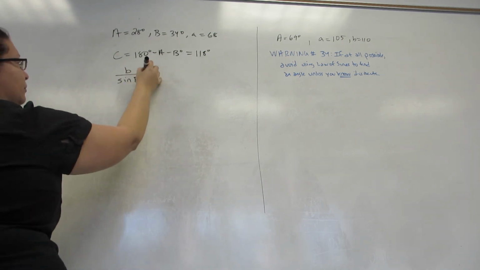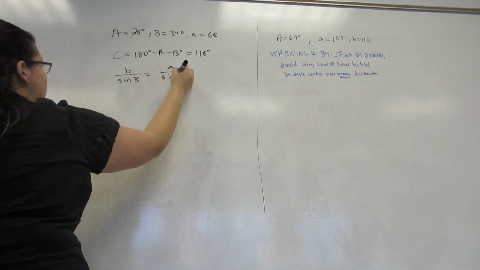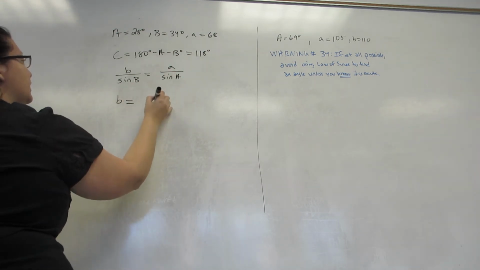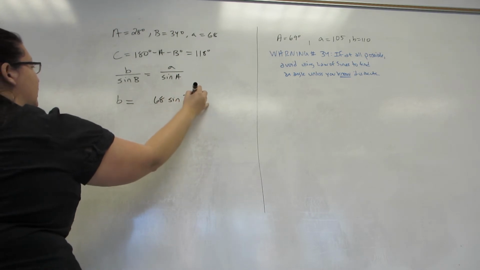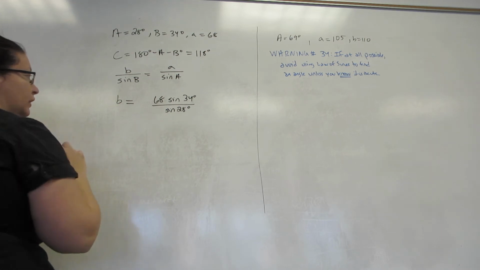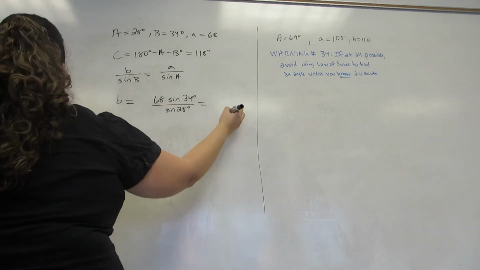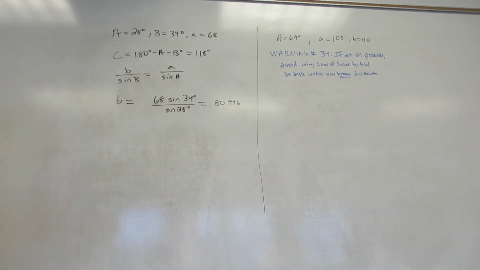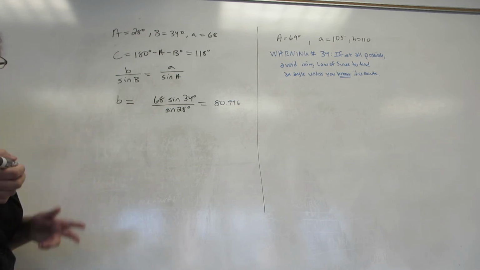So I want that term, and I have the pair of A's. So this is the version of law of sines I'm going to use. So B must be little a times the sine of angle B over the sine of angle A. Okay. Make sure your calculator is in degree mode, and this gives me that B is 80.996.